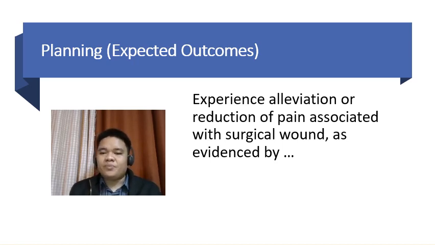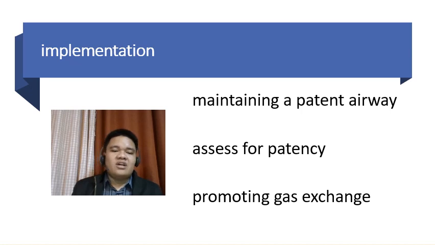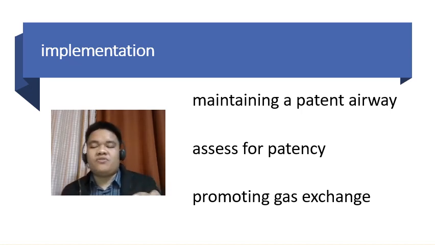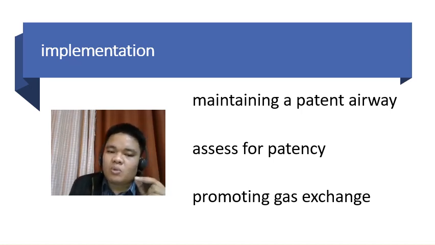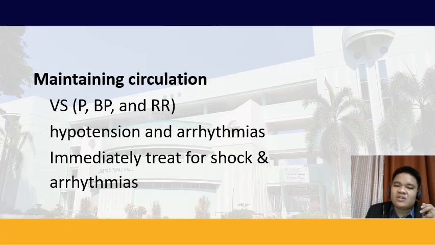Then, implementation. For implementation, as I have mentioned, your primary priority is your airway patency. Okay, you always assess for the patency and you need to promote gas exchange. So your interventions are inclined towards this. Regardless of the procedure of your patient, you always perform your ABC assessment, meaning you always start with airway before you go to breathing, before you proceed to circulatory assessment and interventions.